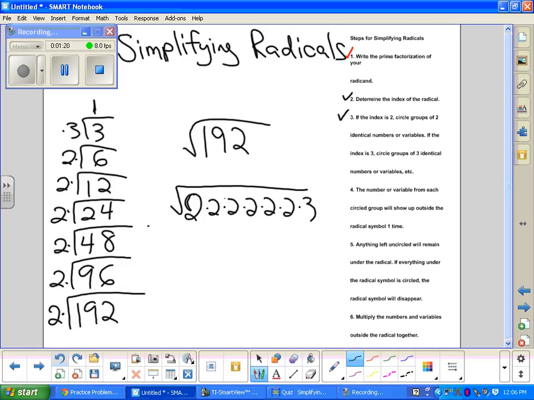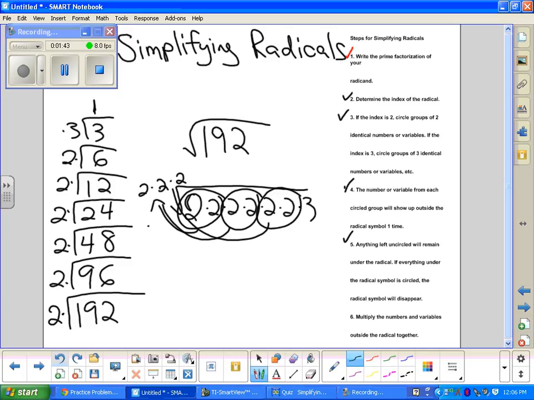Circle the groups of 2s. There's a group of 2. There's a group of 2. And there's a group of 2. The number or variables from each circled group will show up outside the radical symbol one time. So that's going to show up once. That's going to show up once. And that's going to show up once. So I have 3 2s.